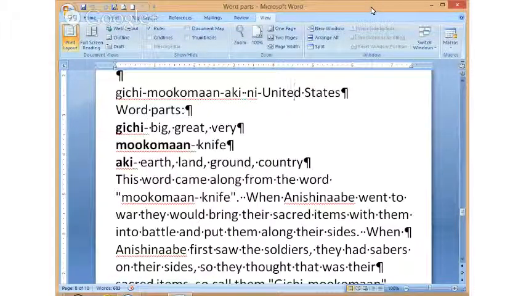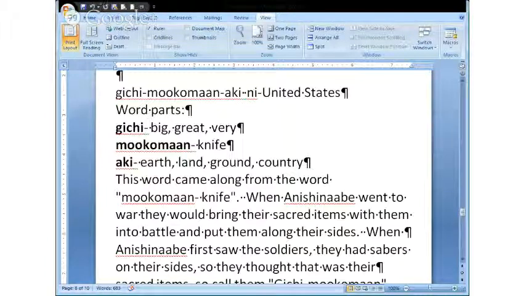So it's Gichi-mokuman-aki. Okay. So the word is gichi, which is a preverb meaning big or great. Mokuman is a knife, and aki is earth, land, ground, or country. This word means American, or rather America, the United States of America.